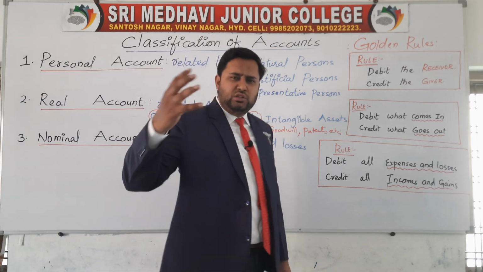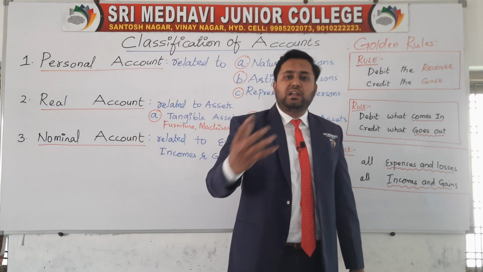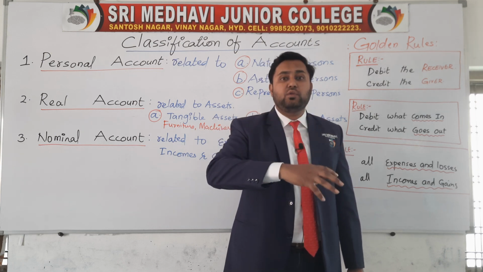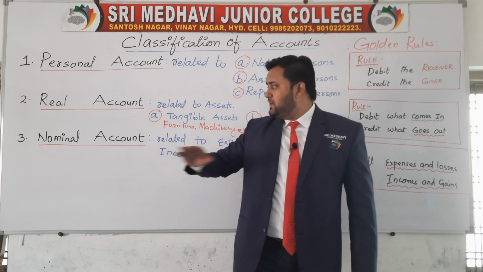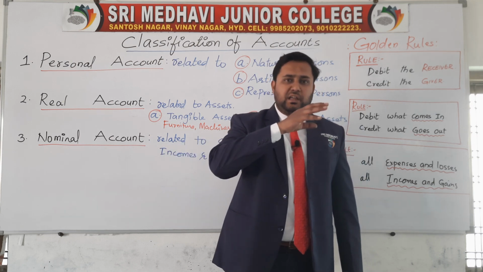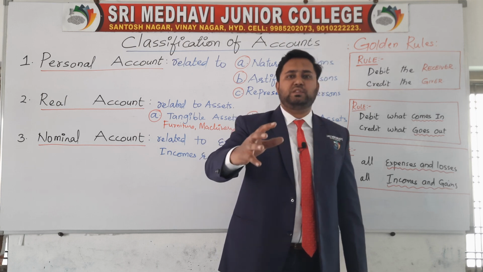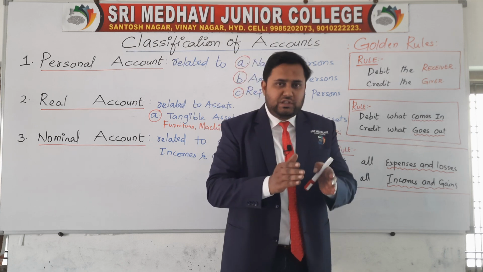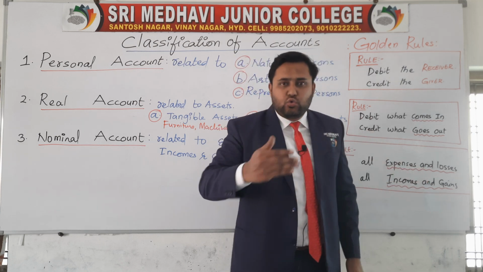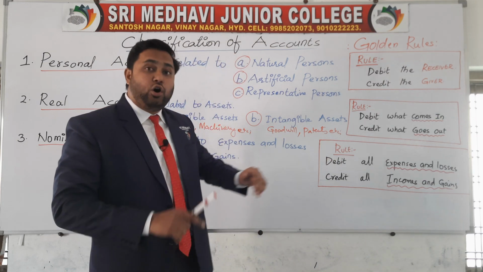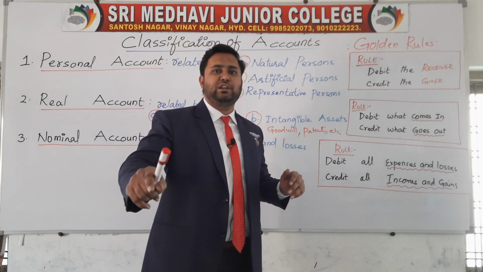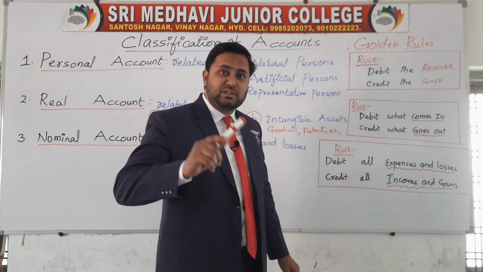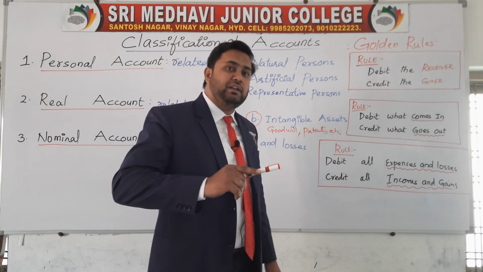Income, for example, you are receiving the rent. Rent receivable is an income for you. Commission received is an income for you. So if you are receiving income, it's related to nominal account. If you incurred some expenses, that also comes under nominal account. Nominal account is related to expenses and losses, incomes and gains. And the rule of nominal account is debit all expenses and losses, credit all incomes and gains.